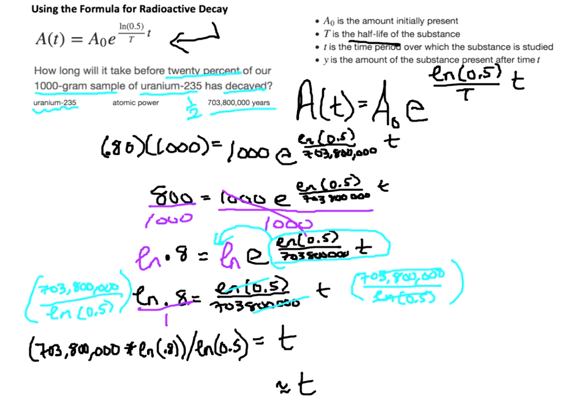And you get that the time is approximately, okay, so this is the time it's going to take for only 20% of that uranium to decay. And that is 226,572,993 years. All right, that's all I have for you on solving logarithmic and exponential equations. I hope this was helpful for you.